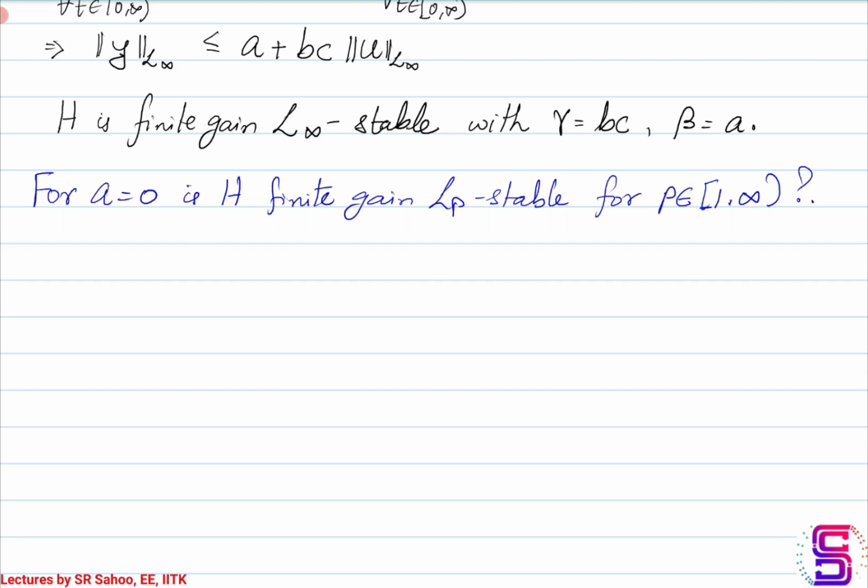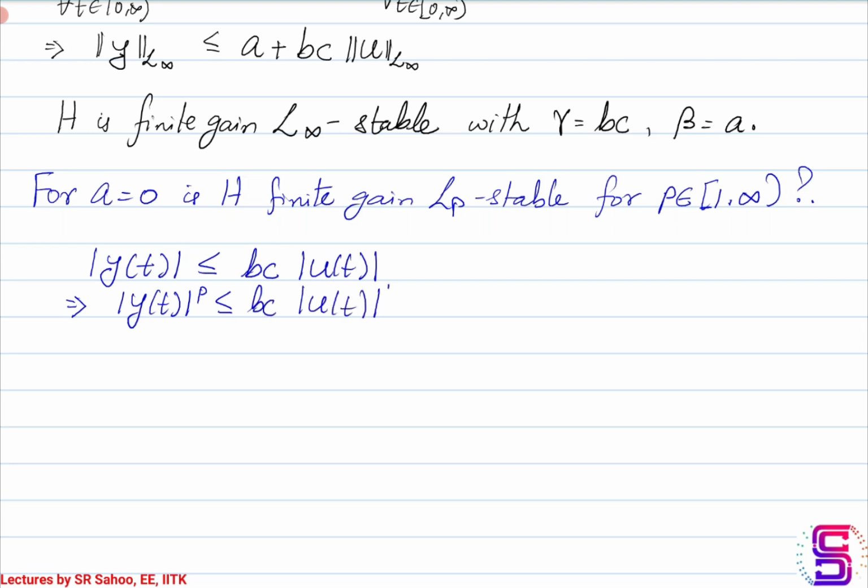If a is equal to 0, then what we have is the absolute value of y of t is less than or equal to b c times the norm of u of t. This is from the inequality that we just derived, taking a to be equal to 0. Let us raise both sides to the power p, and the inequality will still hold because p is greater than or equal to 1.